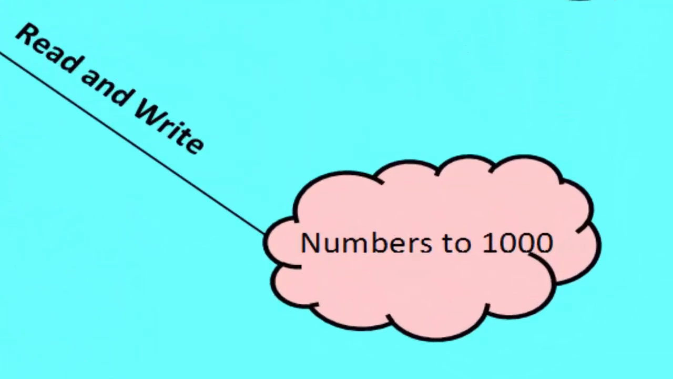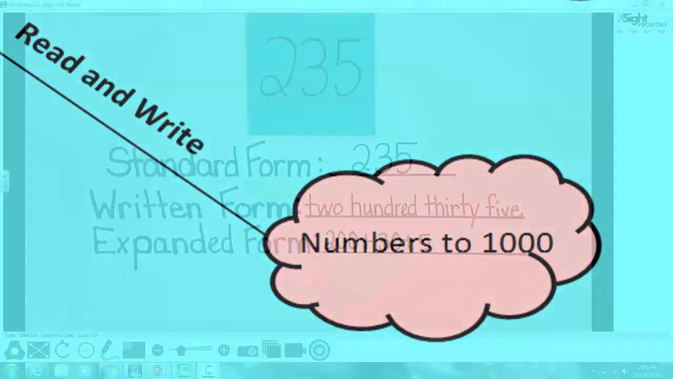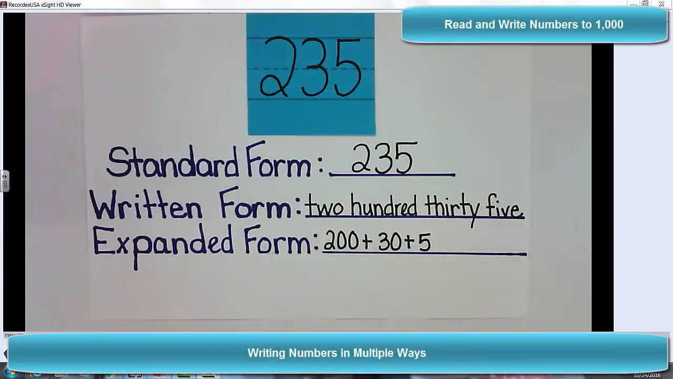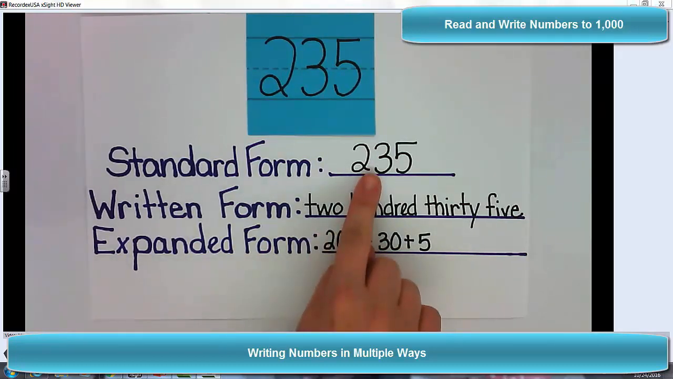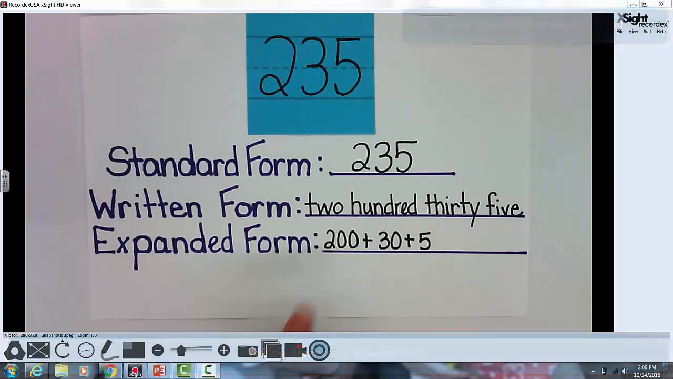For the next area on the concept map, students are expected to understand that numbers can be written and read in multiple ways. Here we have the 3-digit number 235. Students need many opportunities reading and writing numerals in multiple ways. Some of these ways include the standard form, the written or word form, and expanded form.